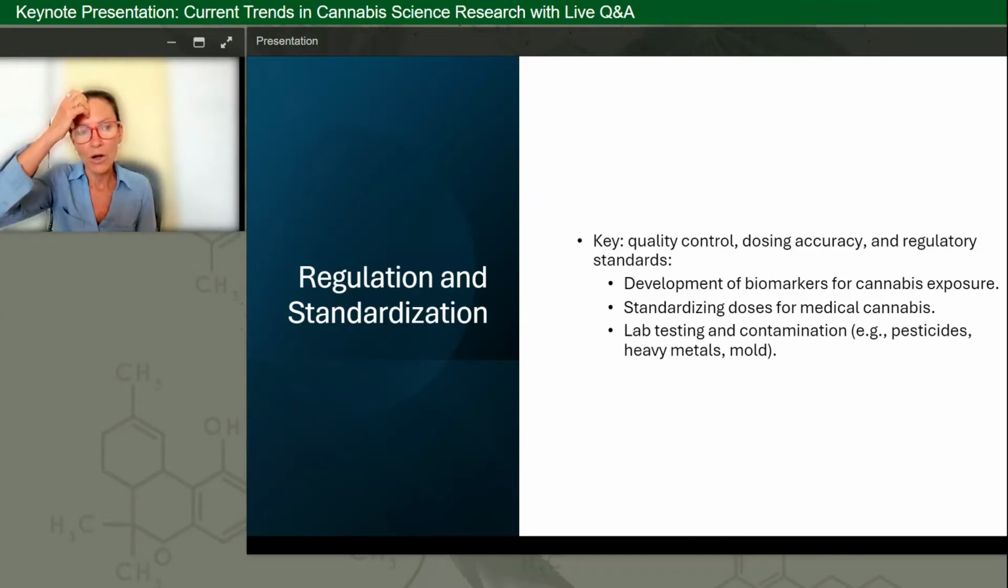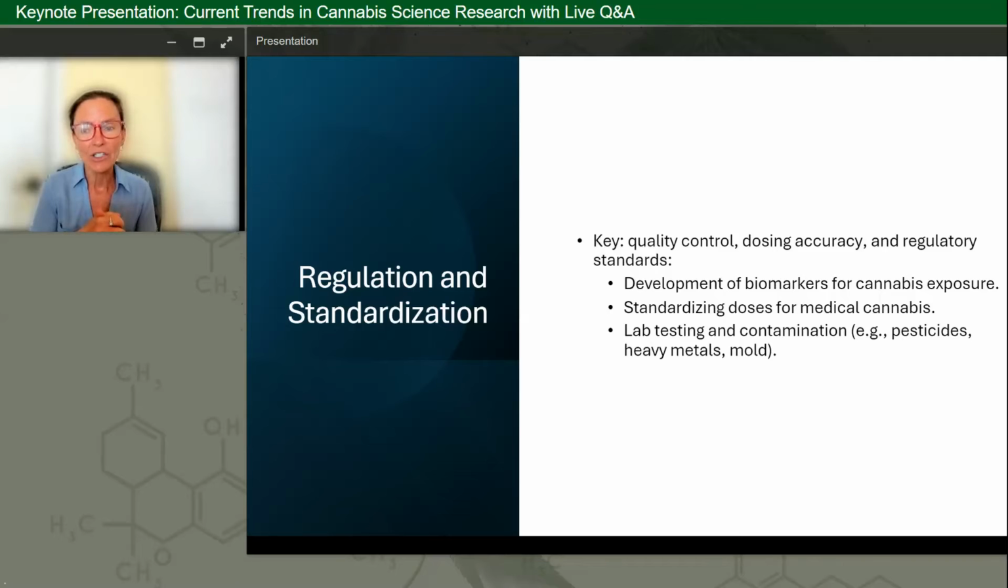Also developing biomarkers for cannabis exposure and understanding exactly what those biomarkers are indicative of. Are they indicative of recent use? Is it something that, if you're operating a vehicle or heavy machinery, you can get tested for and those tests are reliable? Do they vary from person to person? How do we establish norms for those? What can we say is acceptable? These are all things that need to be figured out and standardized.